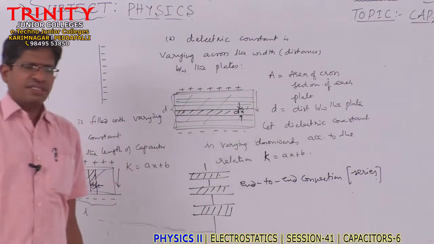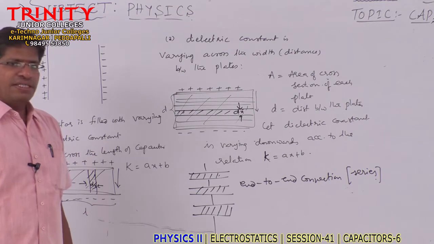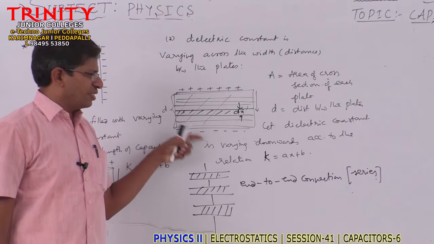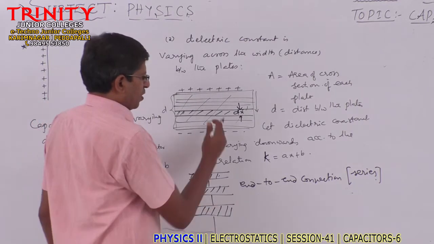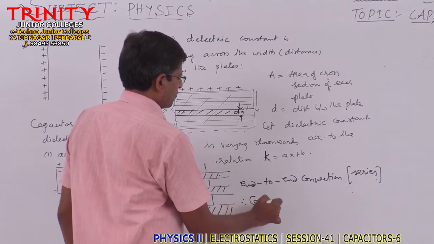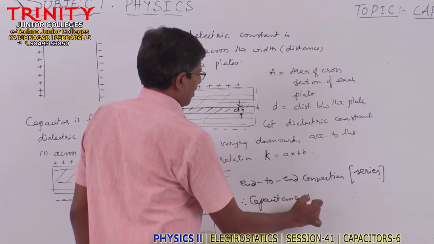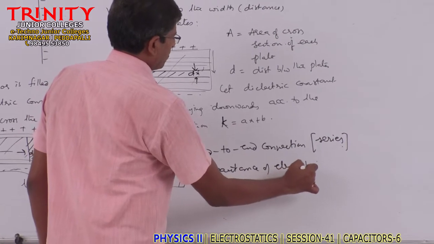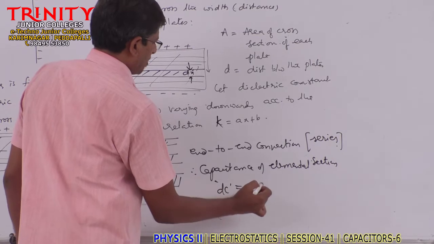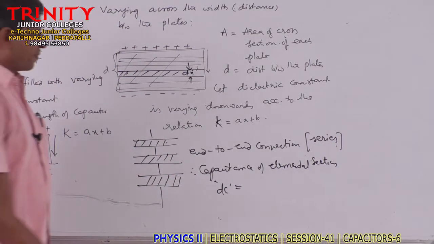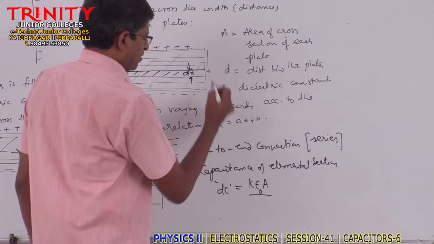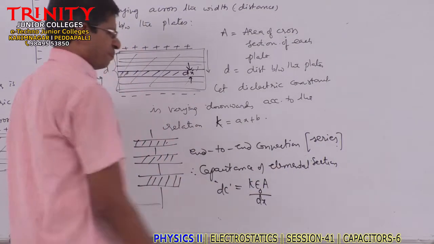End to end connection is nothing but series connection. Let us decide the capacitance of this and then integrate from this end to this end. Once you divide this into small sections, the capacitance of the elemental section that I assumed there, let us suppose dC is equal to K epsilon naught A by the width, which is dx here.